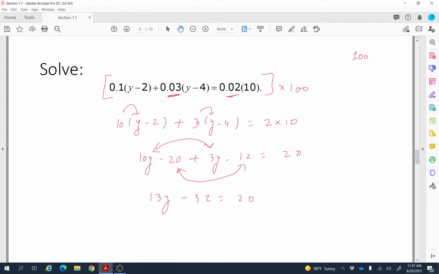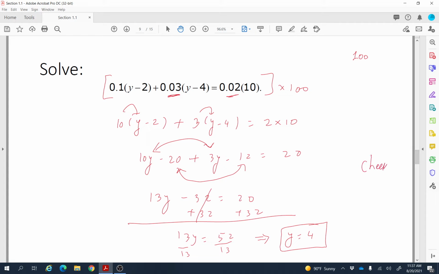And now because we want to solve for y, we're just going to bring this 32 to the right side, and that is only possible if we add 32 to both sides. So 13y equals 32 plus 20, which is 52. Now to find out the value of y, we just divide both sides by 13, so y would be 4. So if you want to check, you can just go back here and check y = 4. I'm going to leave that to you.